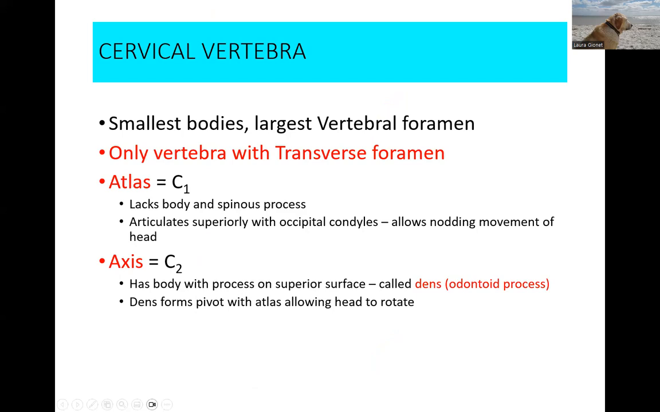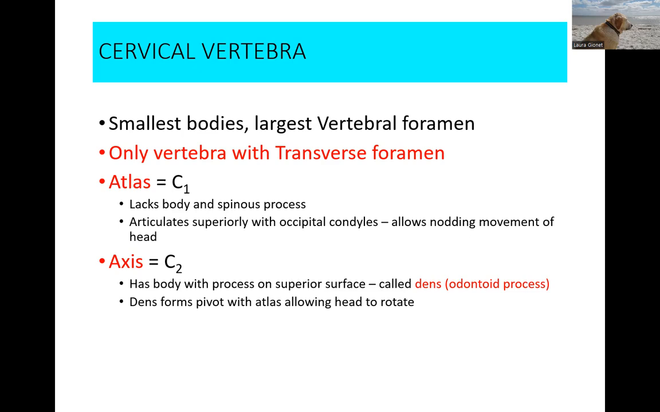All right, cervical vertebra. They're the smallest. The vertebrae are smallest at the top of the stack and largest at the bottom of the stack. Even though their vertebral body is small, their vertebral foramen, where the spinal cord passes, is actually the largest. Cervical vertebrae are the only vertebra to have transverse foramen in their transverse processes.